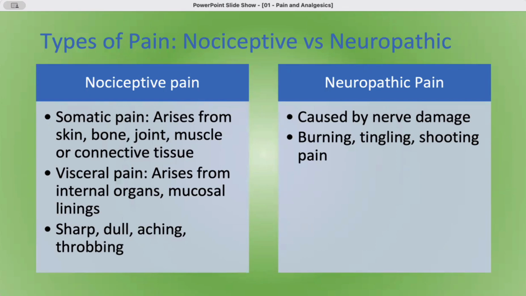The nociceptive neuropathic dichotomy is here. Nociceptive is further broken down into somatic versus visceral. Somatic is basically from injury to skin, bones, joints, or muscles and connective tissue, whereas visceral we think of as from the inside. These are your internal organs that may project pain to various parts of the body. And this is described as sharp or dull and aching or throbbing in nature. Whereas neuropathic pain is caused by nerve damage, and it is localized along a nerve tract. So you will get a shooting or burning, tingling experience localized in those areas where the nerve damage is occurring.